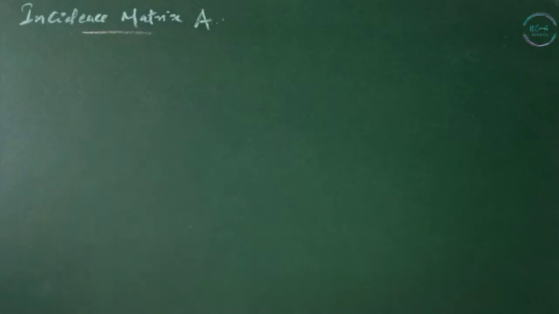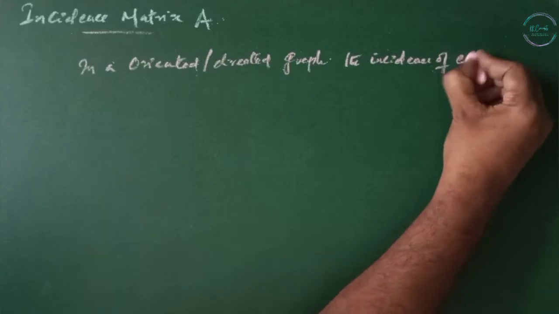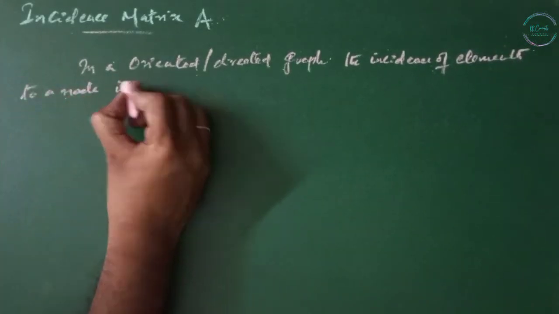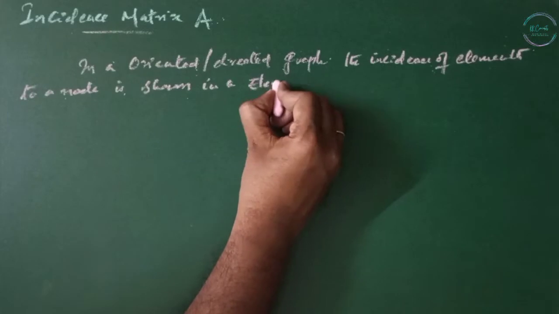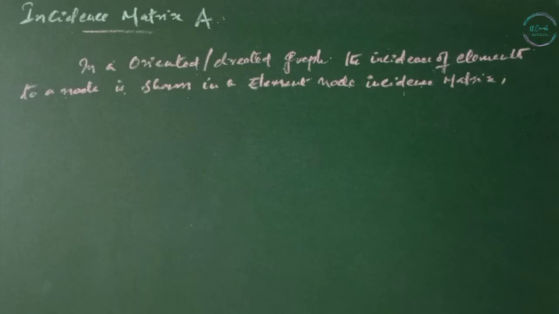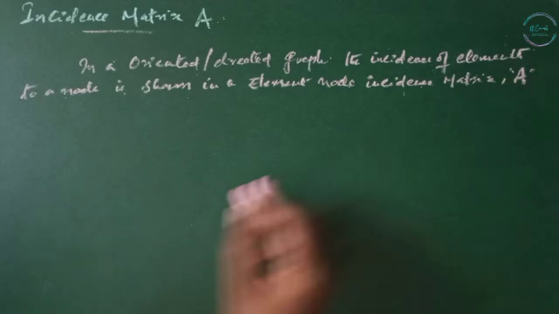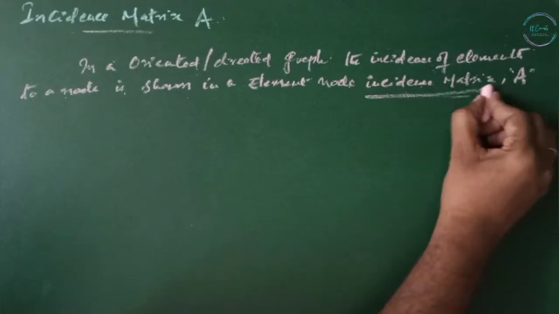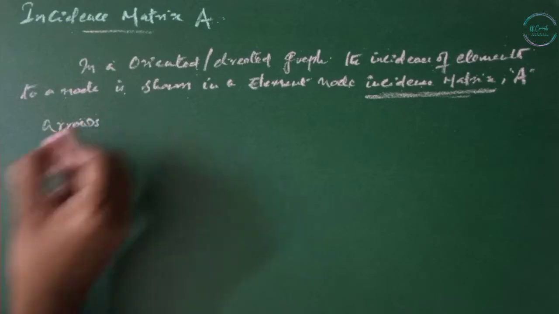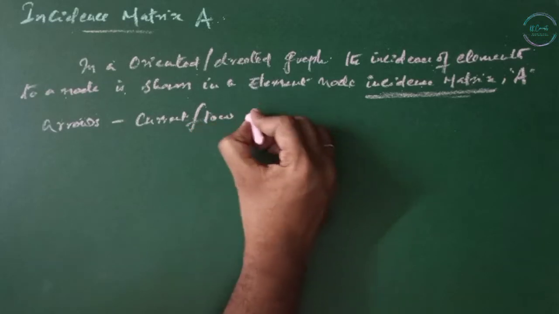Incident matrix A. In an oriented or directed graph, the incidence of elements to a node is shown in an element-node incident matrix represented by the letter A, or simply we call this the incident matrix. The arrows in an oriented graph indicate the current flow or voltage rise.